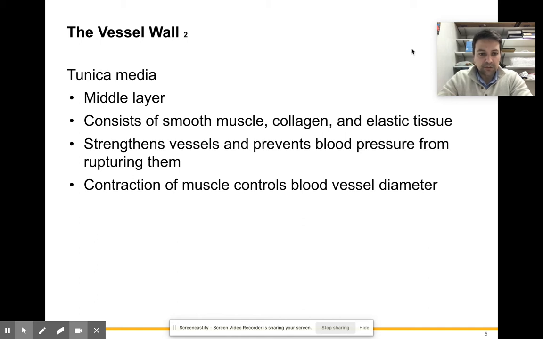A portion of your smooth muscle is going to be found in your blood vessels. The majority of it's in your digestive tract, but there is some in your blood vessels. This strengthens the vessel and prevents blood pressure from rupturing them, because of the amount of internal pressure from the pumping of blood from your heart. If the walls of your veins and arteries were too thin, they could rip and break.